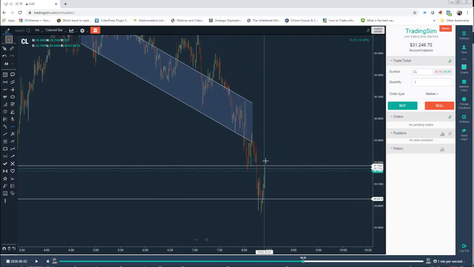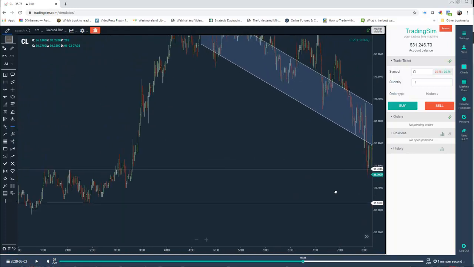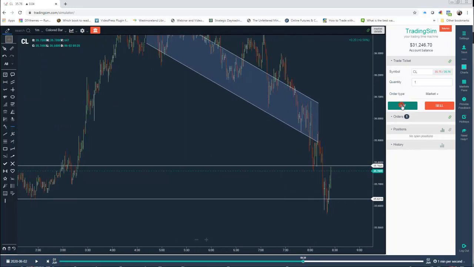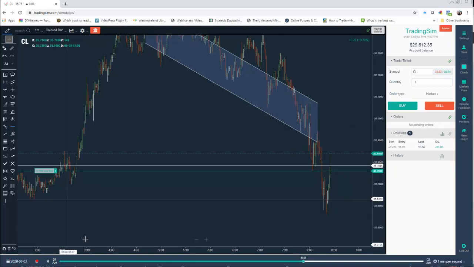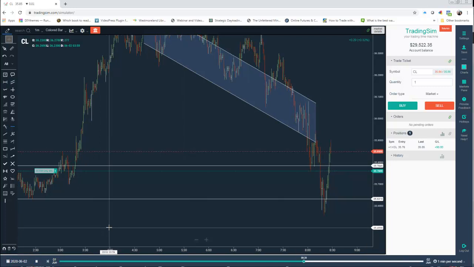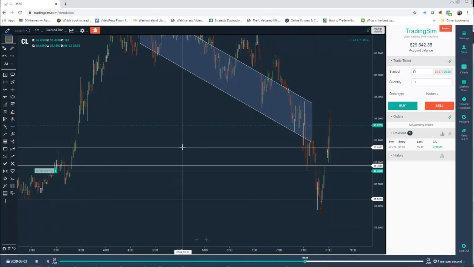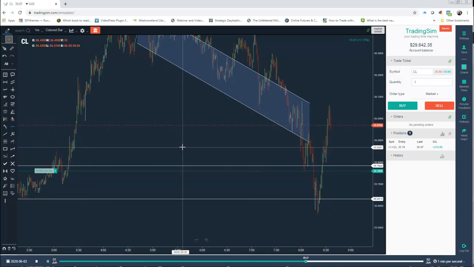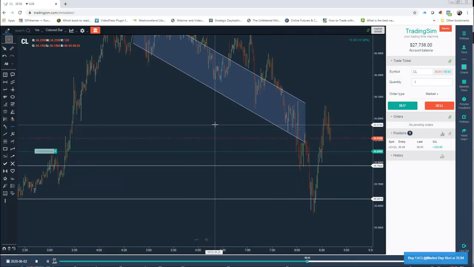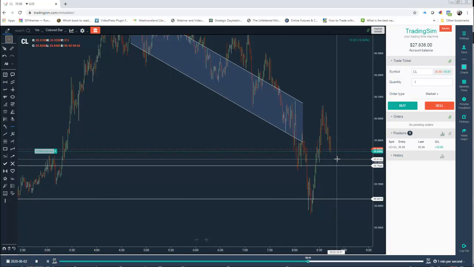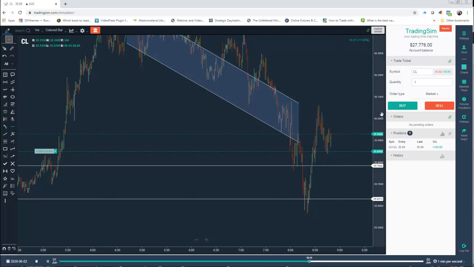So once again, I want to be a buyer above this support area. I like this. I like that we've come in here. I want to go ahead and buy this. Coming back into the area that we had in question, I wouldn't mind being a buyer right in there. I like being a buyer right in here.